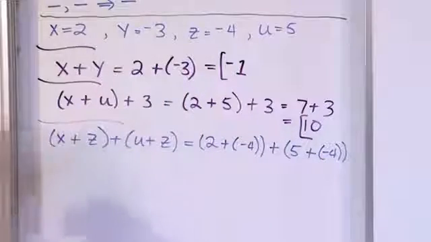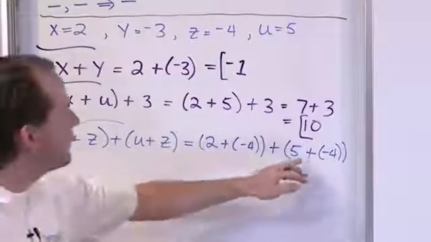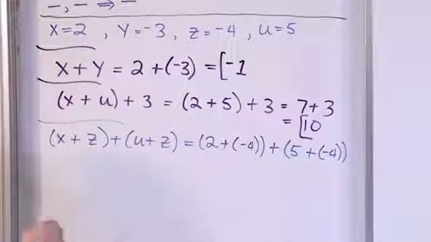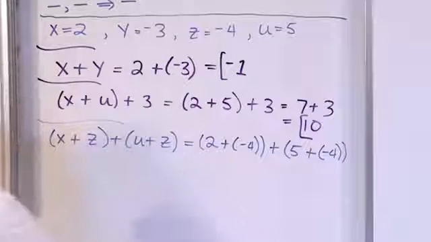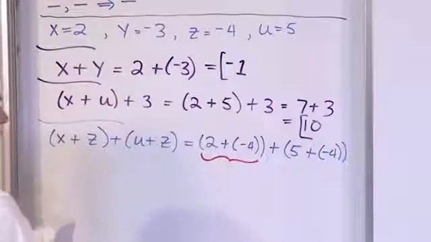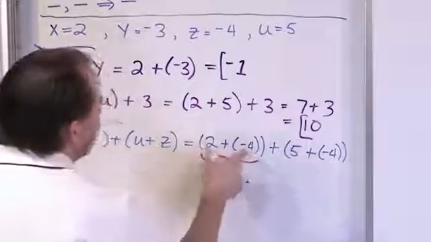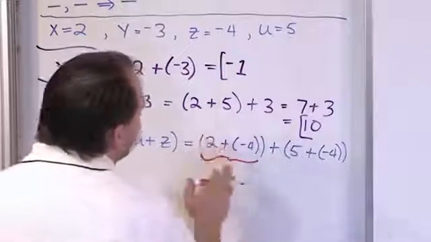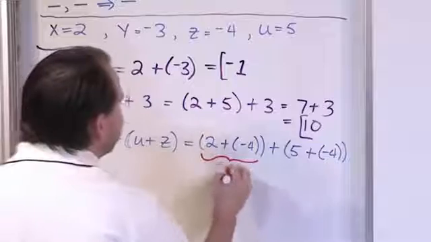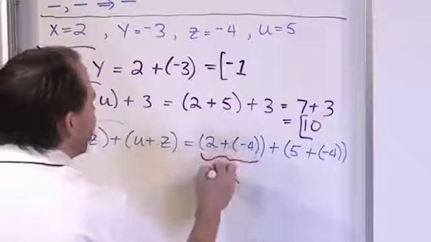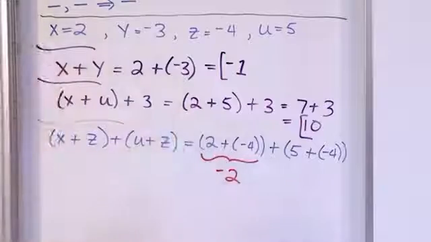So make sure you understand that. We have kept everything intact. We just put the numbers in wherever we needed to. So what is this here? If we do what's inside of this parenthesis first, 2 plus a negative 4, we have different signs. So in order to get the answer, we ignore the signs. We subtract. 4 minus 2 is 2. The sign of the answer takes the sign of the bigger number. In that case, it takes a negative sign.